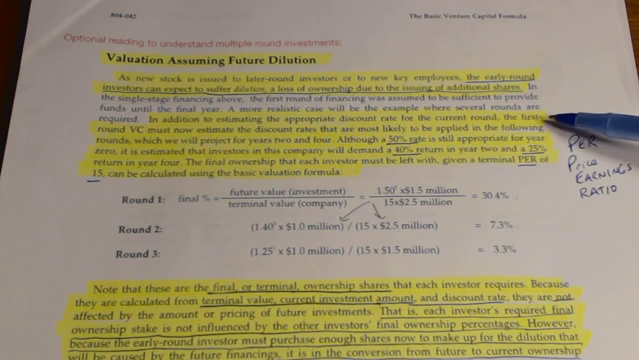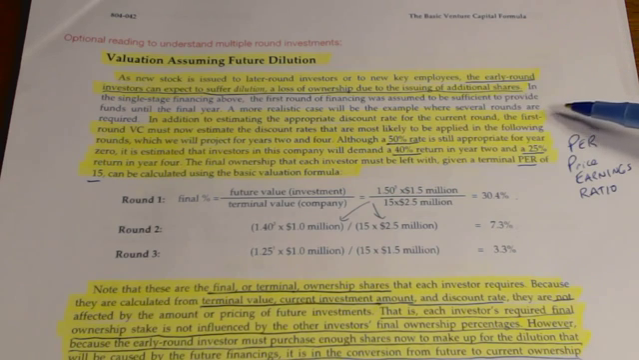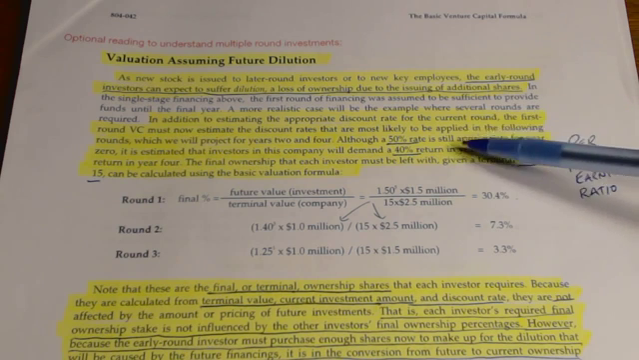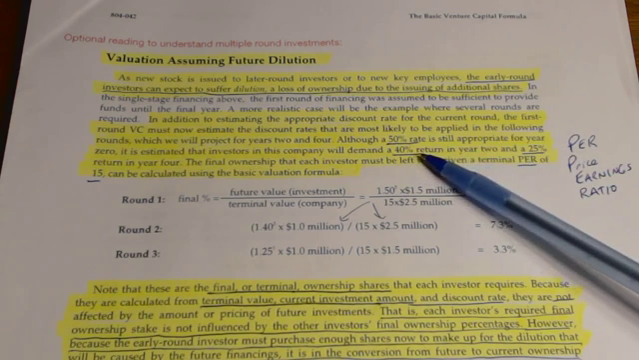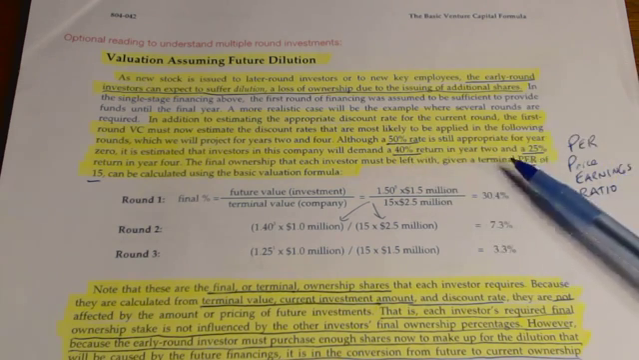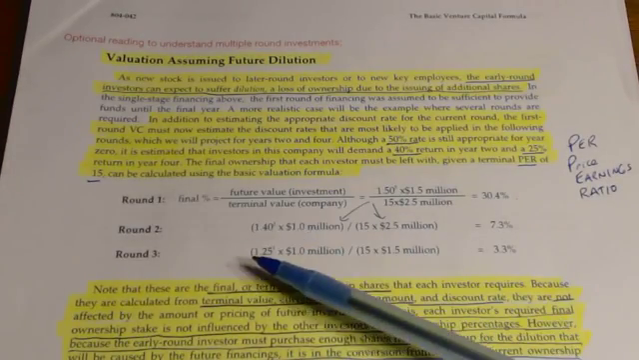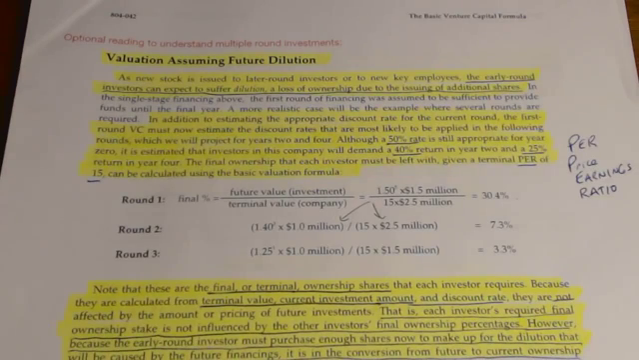In addition to estimating the appropriate discount rate for the current round, which is 50% for this guy, the first round VC must now also estimate the discount rates that are most likely to be applied to the following rounds, which we will project for years 2 and 4. So although a 50% internal rate of return was appropriate for year 0, it is estimated that investors in the company will demand a 40% return at year 2, which means in a 5-year investment they'll have 3 more years at a 40% return, and a 25% return in year 4, which means you would expect a one-year IRR when you sell the company and the shares. So you'd have 1 year at 25%.